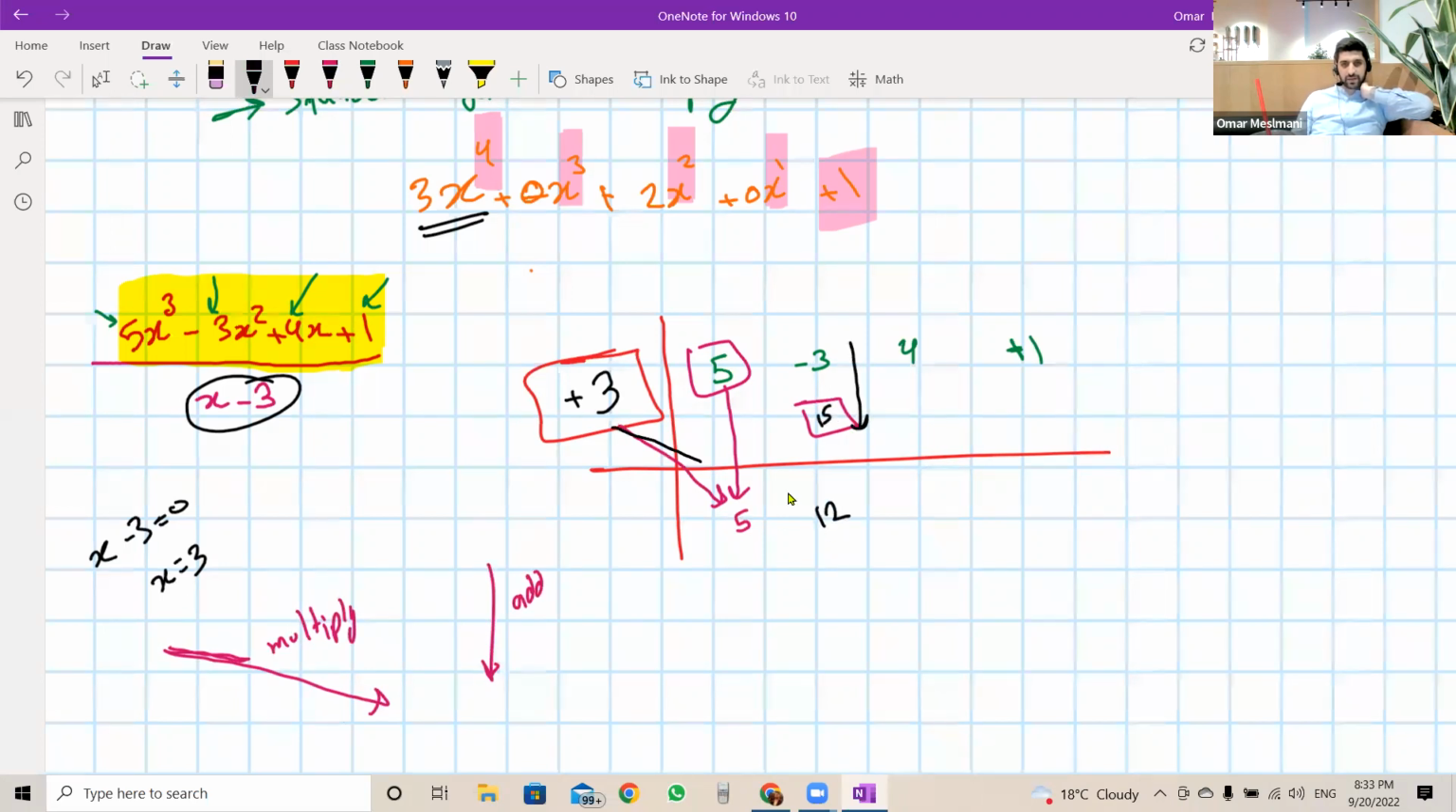You go diagonally, 3 times 12, you multiply. 36. You go vertically, 40, you multiply. 120. You add, what is it? 121. Basically, you finished.